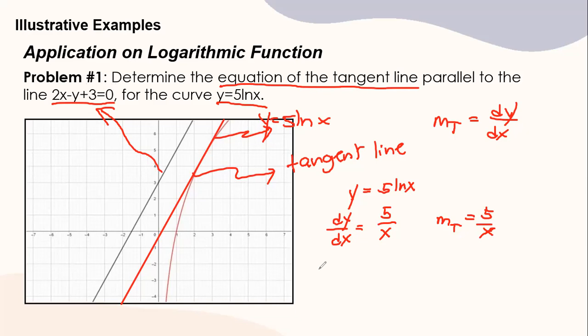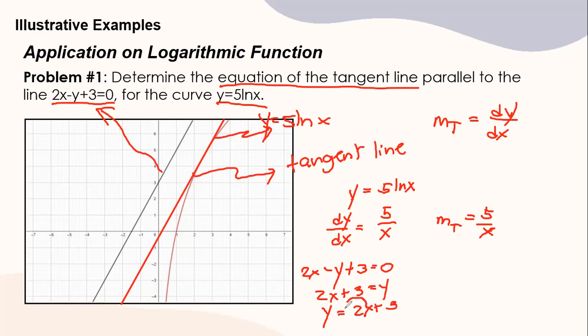So, i-transform natin siya sa point slope form. So, we have here 2x minus y plus 3 is equal to 0. So, transform natin 2x plus 3 is equal to y. Okay? So, pagbaliktarin lang natin, y is equal to 2x plus 3. Okay. So, na-transform natin siya sa point slope form.